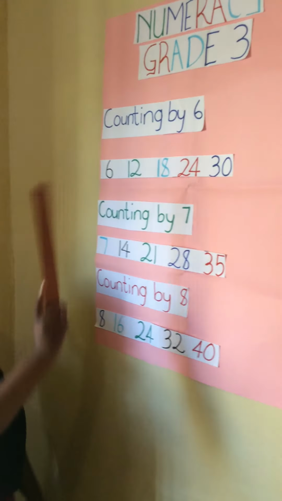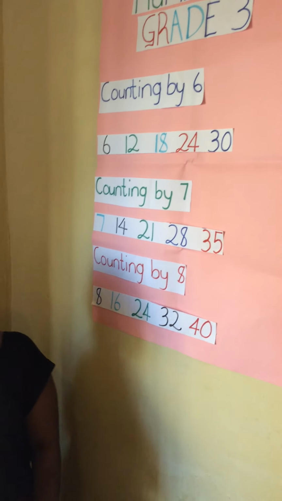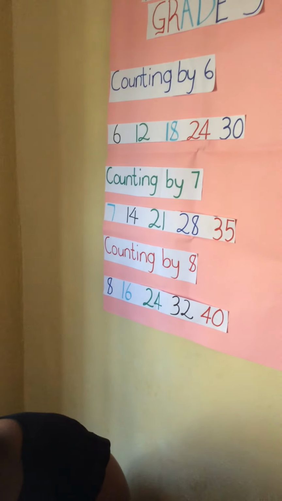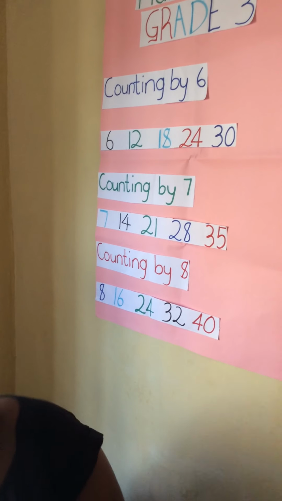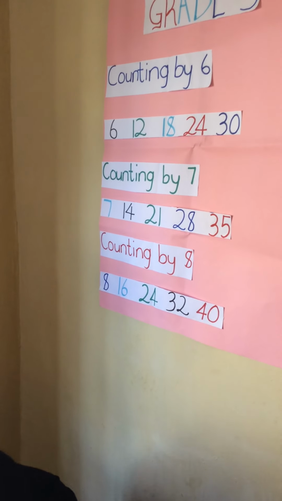That is how we count by 6. We say 6, 12, 18, 24, 30. Now I will show you a video that shows how we can count by 7. It's also a song that shows you how we count by 7s.